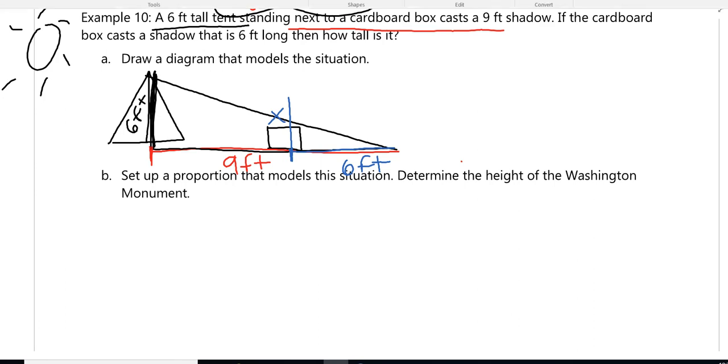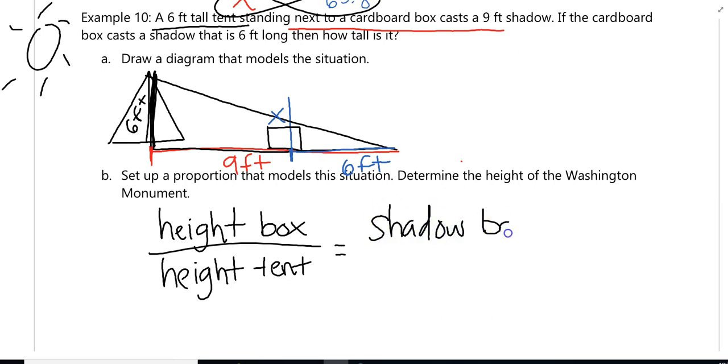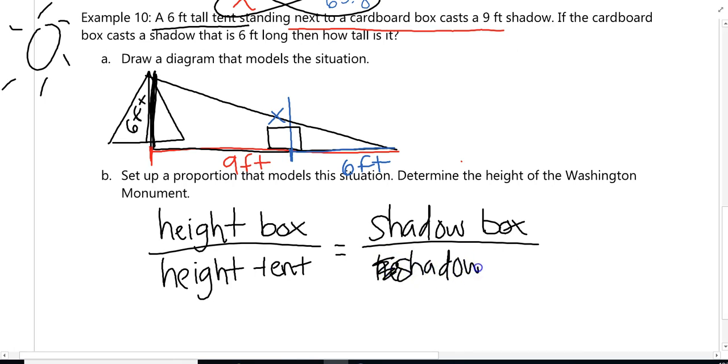All right, but setting up a proportion, again, didn't really matter, but I like to make sure that it makes sense to you. So setting up it the same way. So the height of our box is going to be proportional then to the height of our tent. And those are going to be proportional to the shadow of the box. Remember, if box is at the top, then box has to stay at the top in both fractions. This is shadow of the tent.